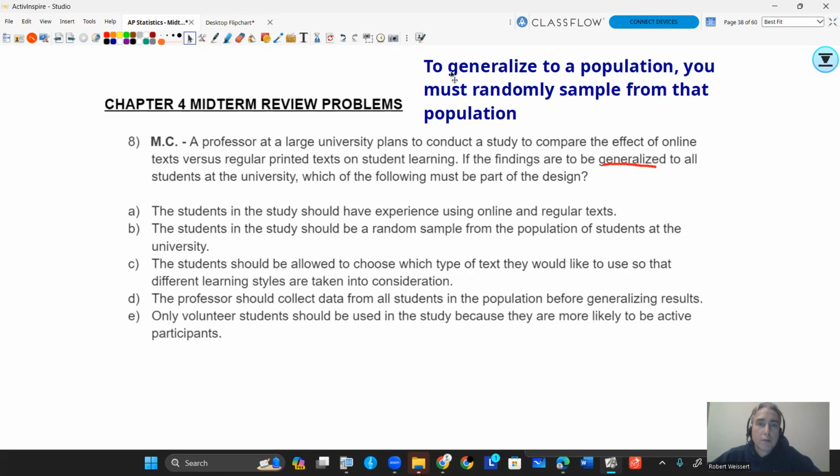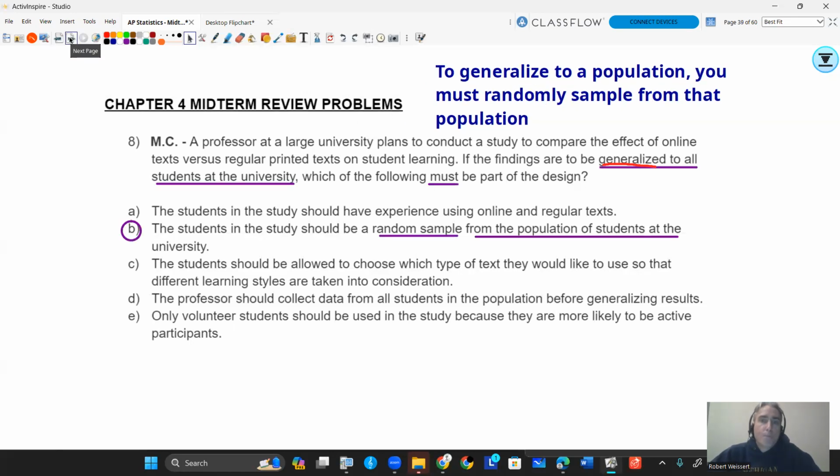That's not necessarily true. If you're trying to get some information, you don't need volunteers necessarily to get good results. However, in an experiment, you're likely going to get volunteers for the majority of your things, and experiments only show cause and effect. They don't generalize to a larger population unless you're randomly sampling from that population. So the answer is going to be B. We want a random sample from the population to generalize to that population. Next question.